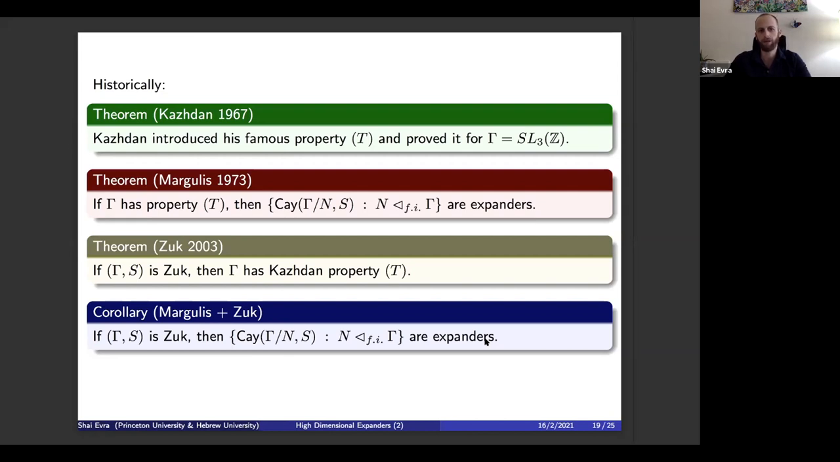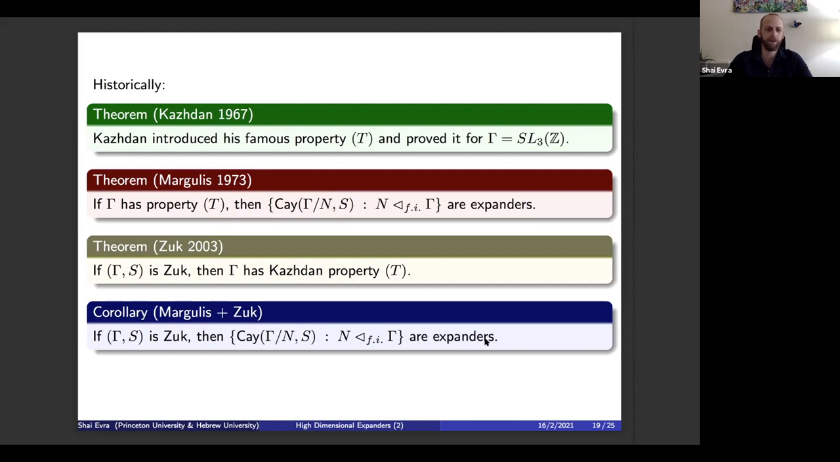And in 2003, Zhuk introduced his criterion, and he also introduced his notion of Zhuk set in different terminology, but essentially the same definition. And he showed that if such a pair is a Zhuk pair, then the group gamma has Kazhdan property T. And now you can combine Margulis and Zhuk and get families of expanders. But Zhuk did not construct expanders. You can claim that this is semantics, and you can also rightfully claim that Zhuk obviously knew Margulis' work and he knew how to deduce expanders from it. And I'll agree to both of them.